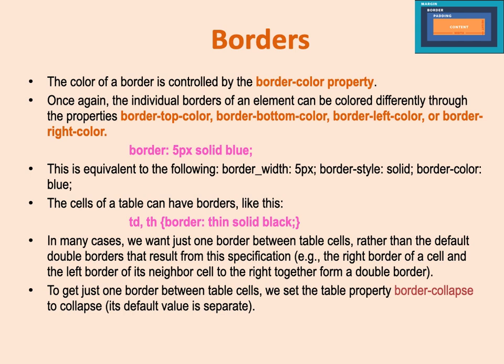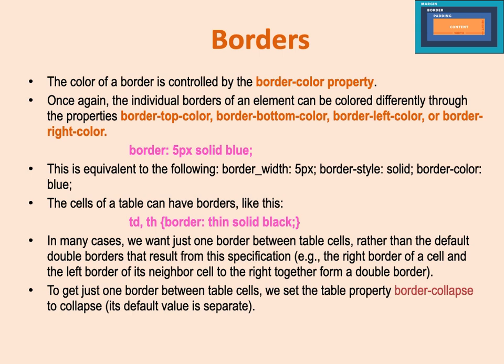The cells of a table can have borders like this: TD and TH, border: thin solid black. That means TD table data and TH table header, these are the two selectors. Table data and table header selectors are used here. These are elements or tags, table tags. And the border is set with three different values, that is thin, solid and black. That means border width is thin, border style is solid and border color is black.